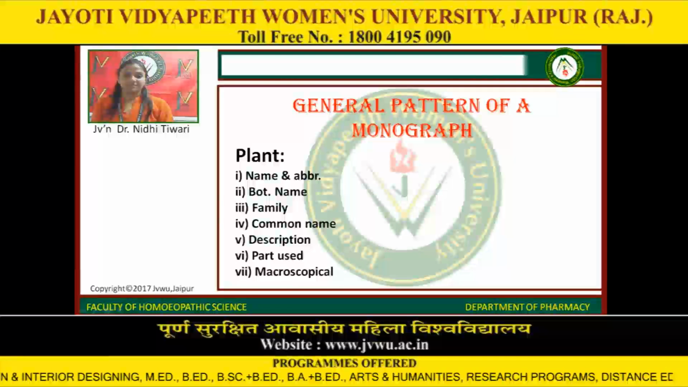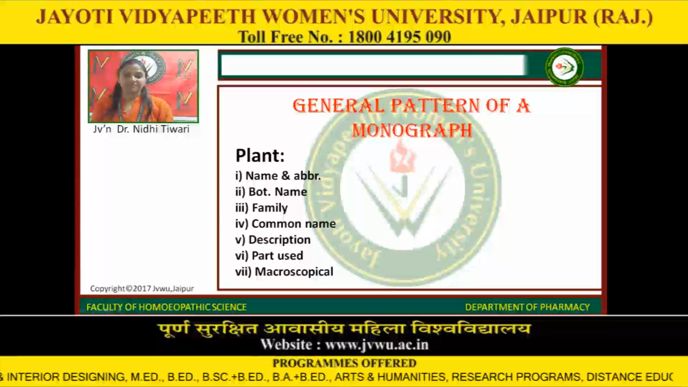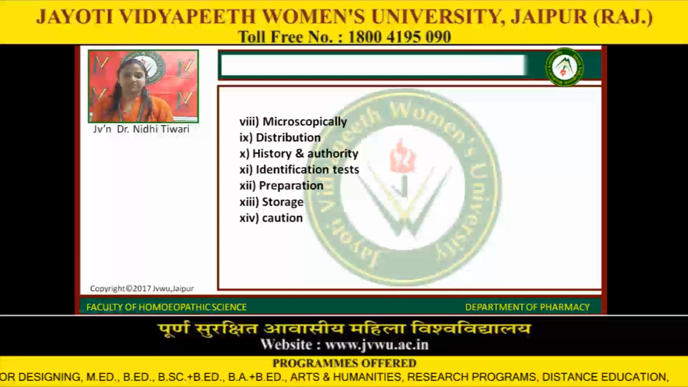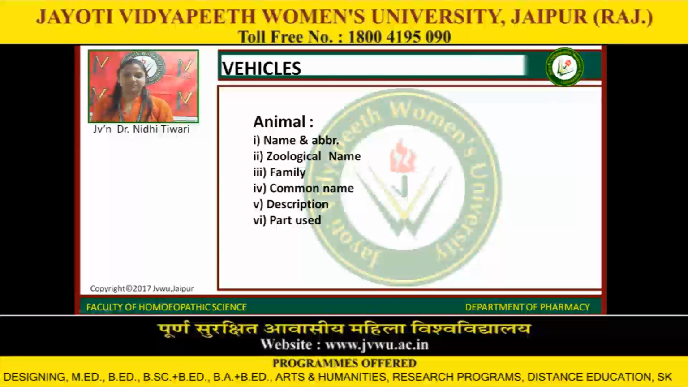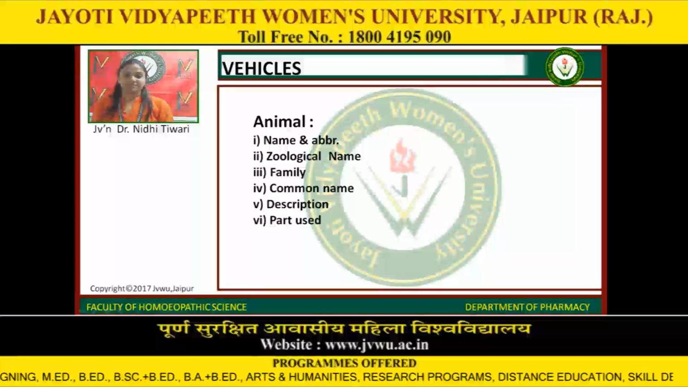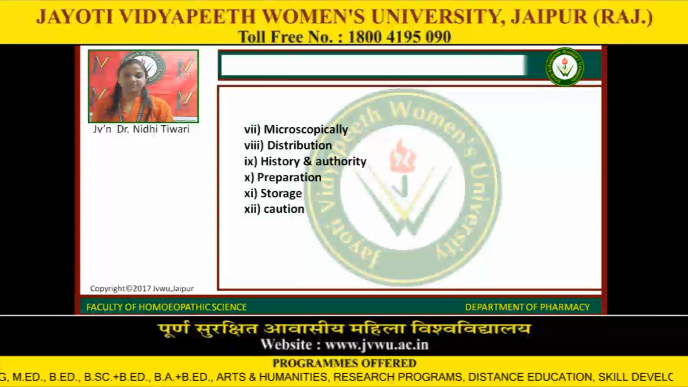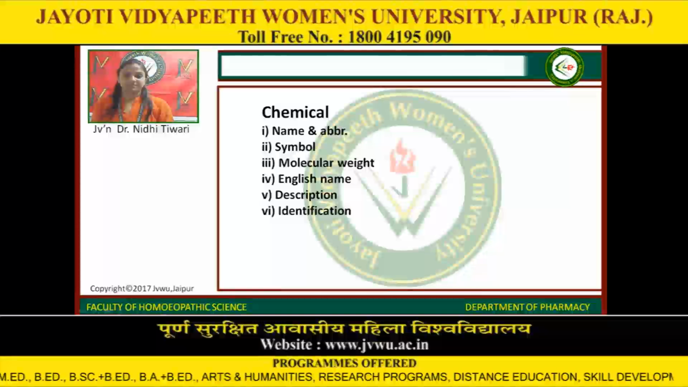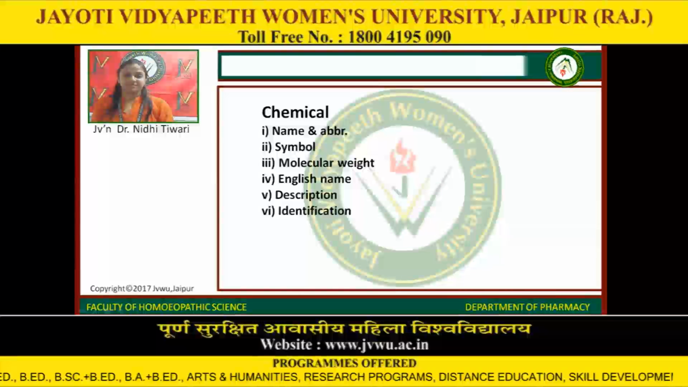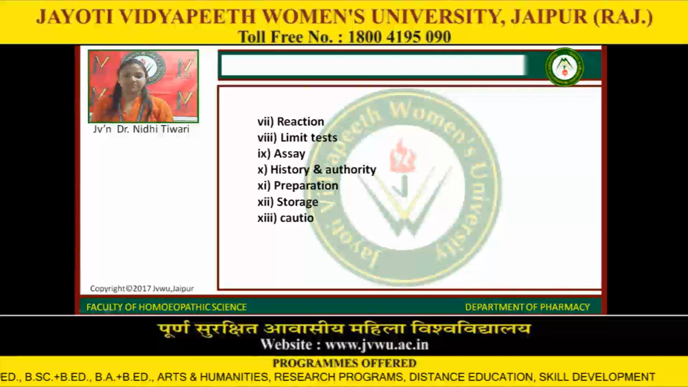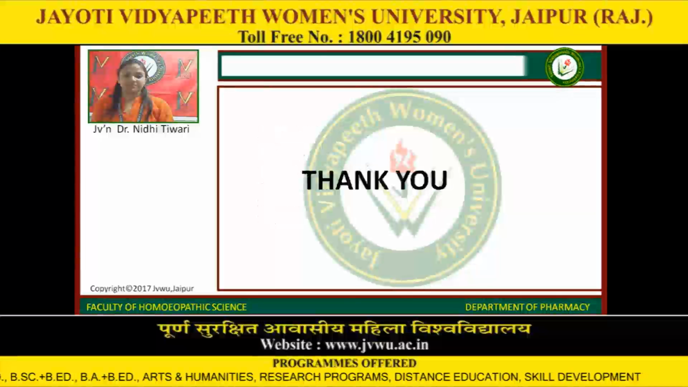First of all, plant: name and abbreviation, botanical name, family, common name, description, part used, microscopically, distribution, history and authority, identification, test, preparation, storage and caution. Next is animal: name and abbreviation, zoological name, family, common name, description, part used, microscopically, distribution, history and authority, preparation, storage and caution. Now in chemical: name and abbreviation, symbol, molecular weight, English name, description, identification, reaction, limit, test, assay, history and authority, preparation, storage and caution. Thank you for listening.